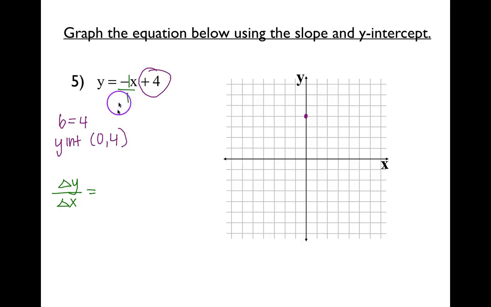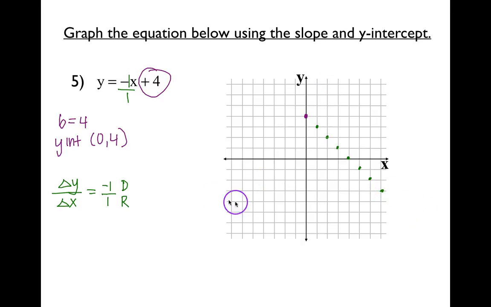Put it over 1. So here the change in y is -1. The change in x is 1. So what does this mean? Again, y is the axis that runs up and down. So since this is negative, I'm going to go 1 down. The x-axis represents the left and right motion. Since this is positive, I'm going to go to the right. So I'm going to go 1 down, 1 to the right, 1 down, 1 to the right, and so on. I'm going to continue this until I fall off of the graph.